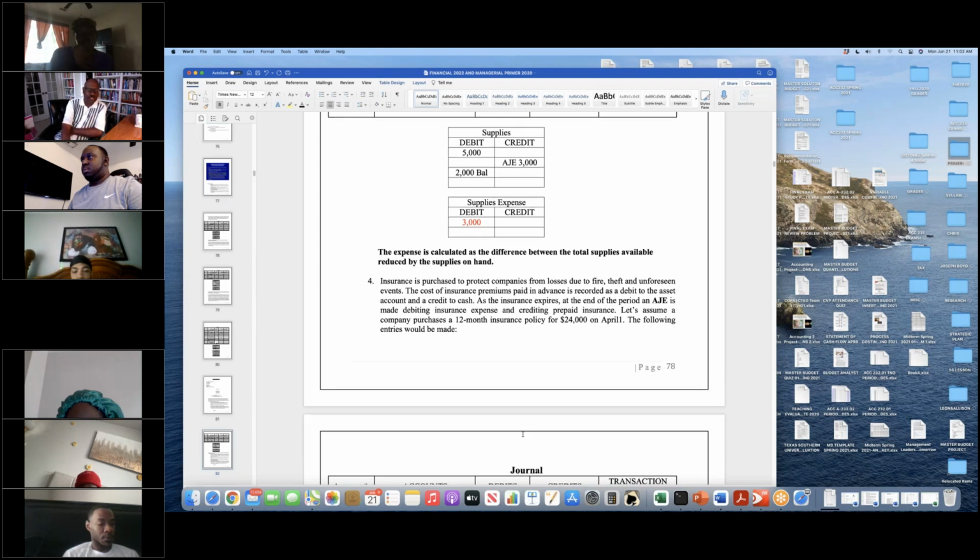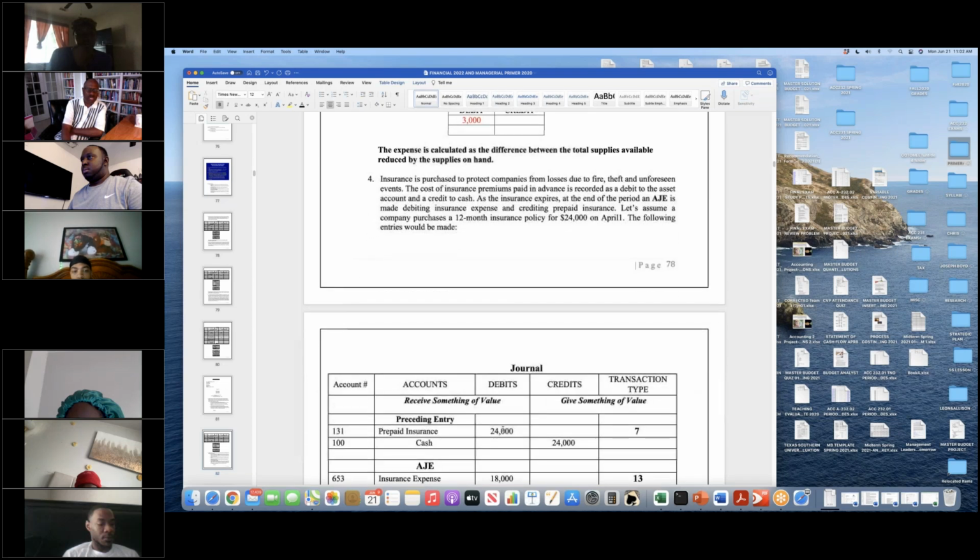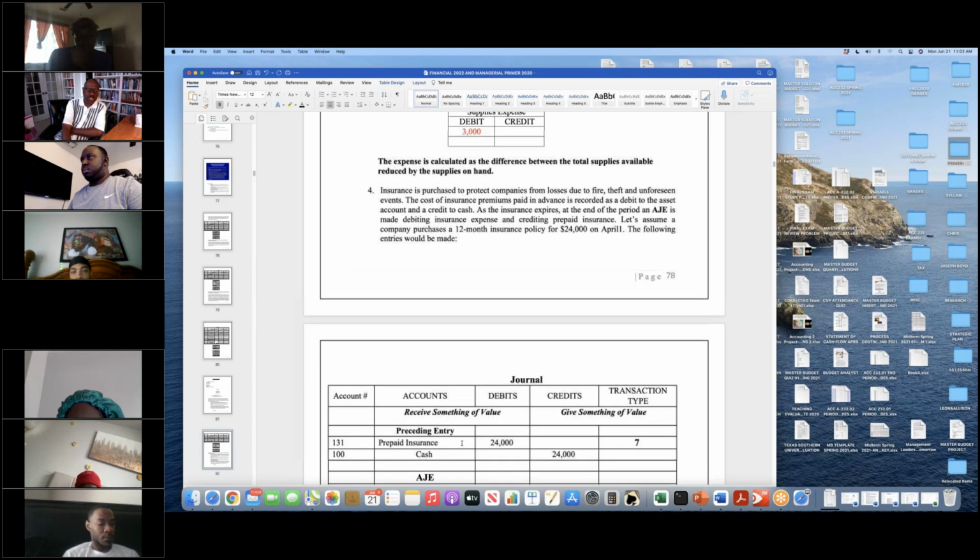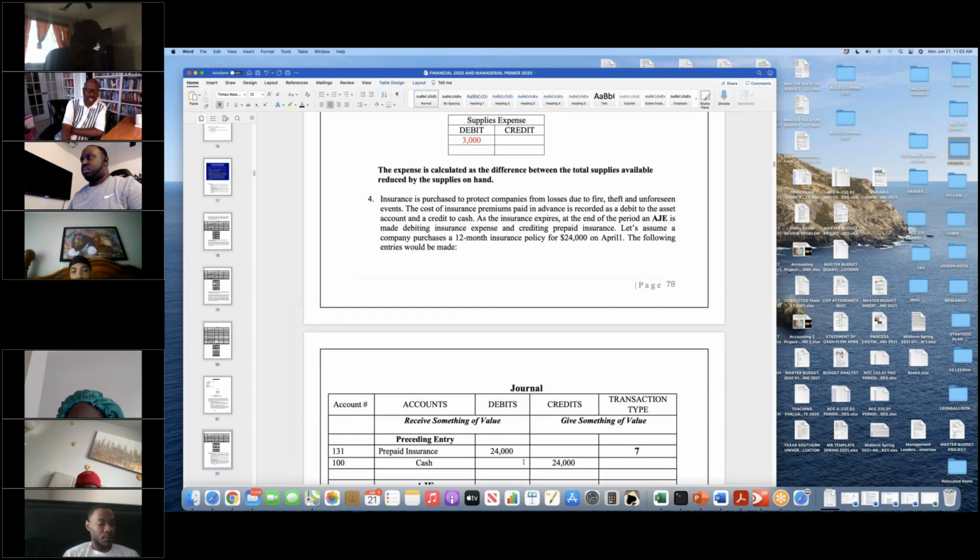So we buy the insurance, we're going to debit prepaid insurance and credit cash. So we always make this entry when we buy insurance. Sometimes you want to debit insurance expense. Well, when you first buy it, it's not an expense. So we debit prepaid insurance and credit cash.